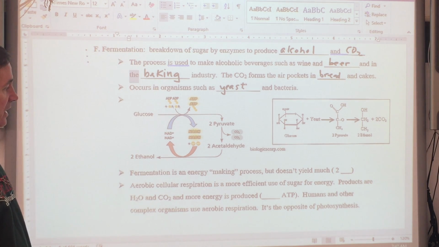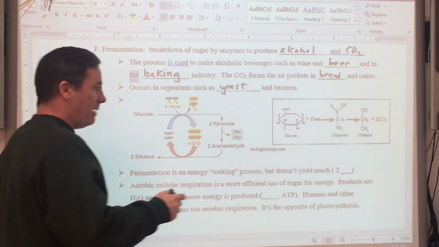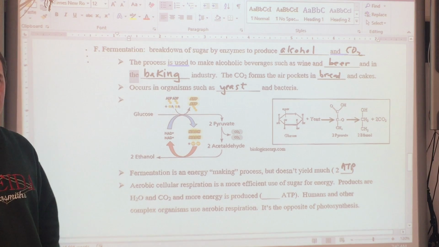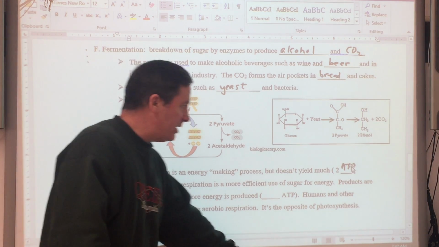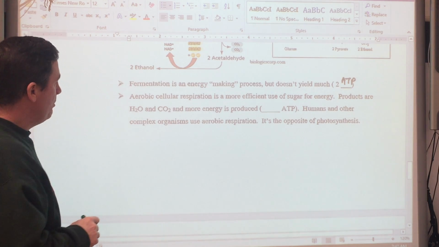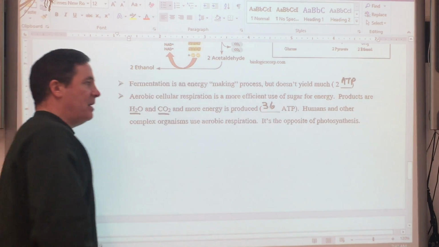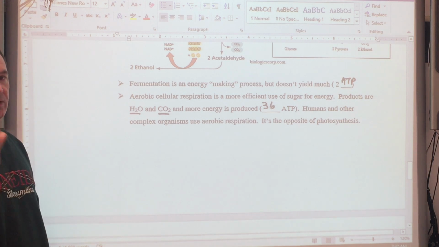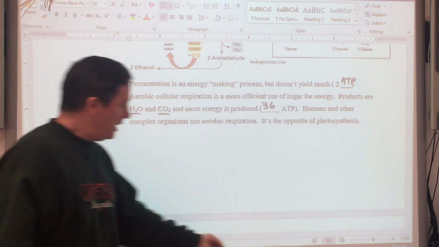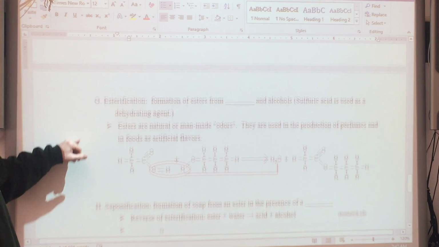Fermentation, again, is energy making. Remember, we don't make energy, but we convert it. But it doesn't get much. If you remember from biology, it only produces 2 ATP. It's not very efficient at all. Aerobic respiration is much more efficient. Products, in this case, are water and carbon dioxide, and you get 18 times as many ATP little energy packets. Humans and other complex organisms use aerobic, and as you probably can remember, it's essentially the opposite of photosynthesis.